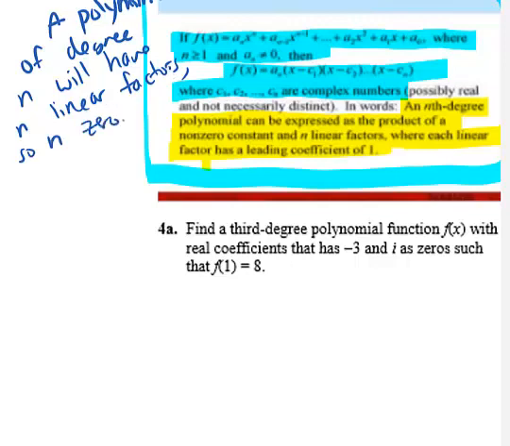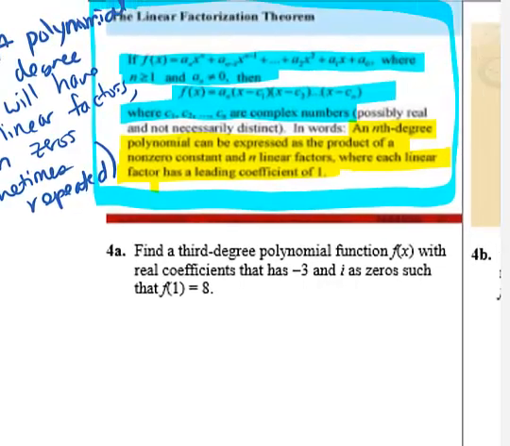So n zeros, although I'm going to say sometimes repeated. Like we saw, I think, in a previous problem, a couple examples ago, we saw x equals 1 was a factor twice. We're counting that as 2 different zeros because it occurred twice. So it's kind of nice.